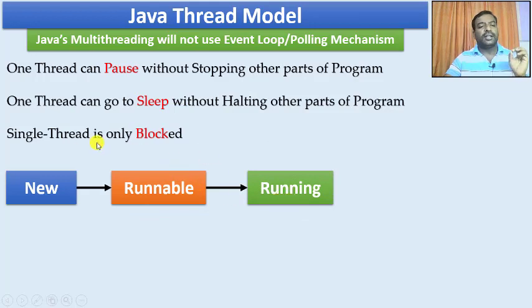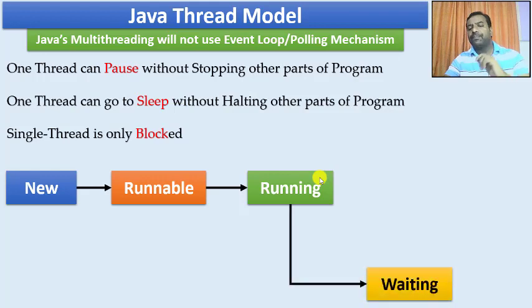and the thread will be in the running state. The thread was in new state when created. The thread was in runnable state when it was ready for execution. And right now it's in execution. Hence we call this the running state. And being in running state, the thread can go to the waiting state. It can go to the waiting state.